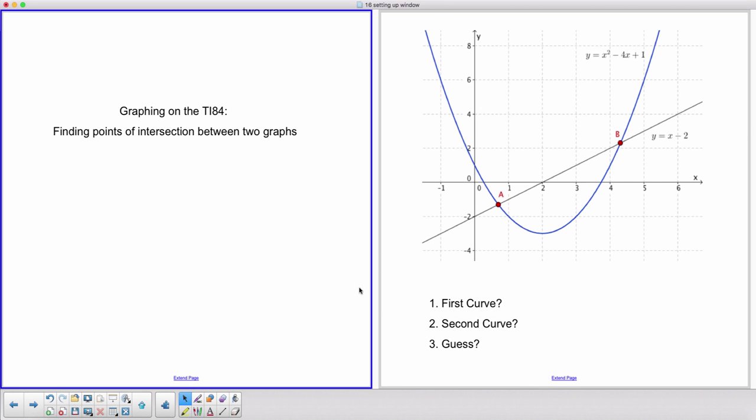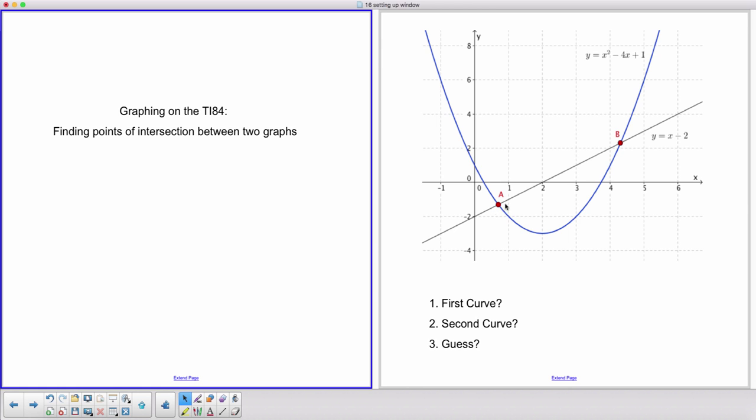In this video we see how to find the points of intersection between two graphs when they're drawn on the TI-84 graphing calculator. To do it, we're going to use the example shown here where we have the graph y equals x squared minus 4x plus 1 and the linear graph y equals x minus 2. We're going to find the coordinates of the point A and the point B where these two curves intersect.